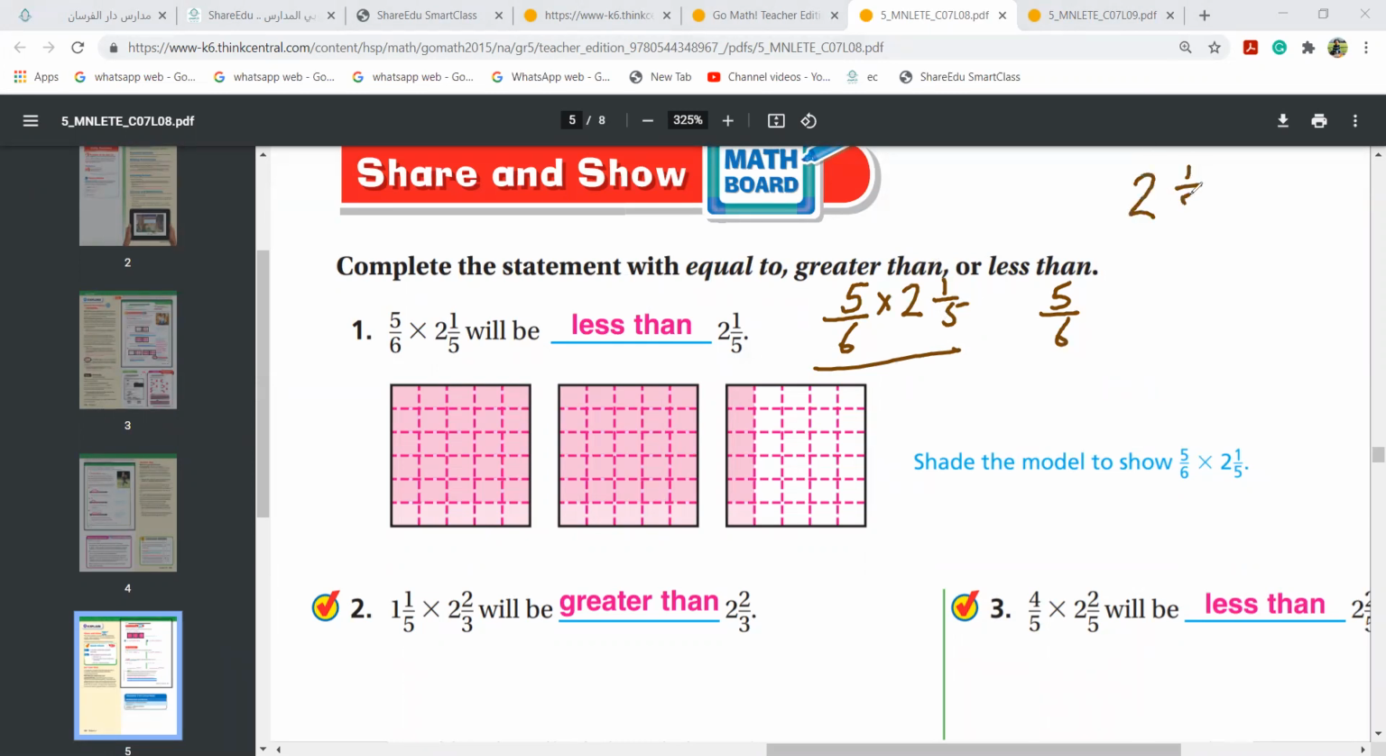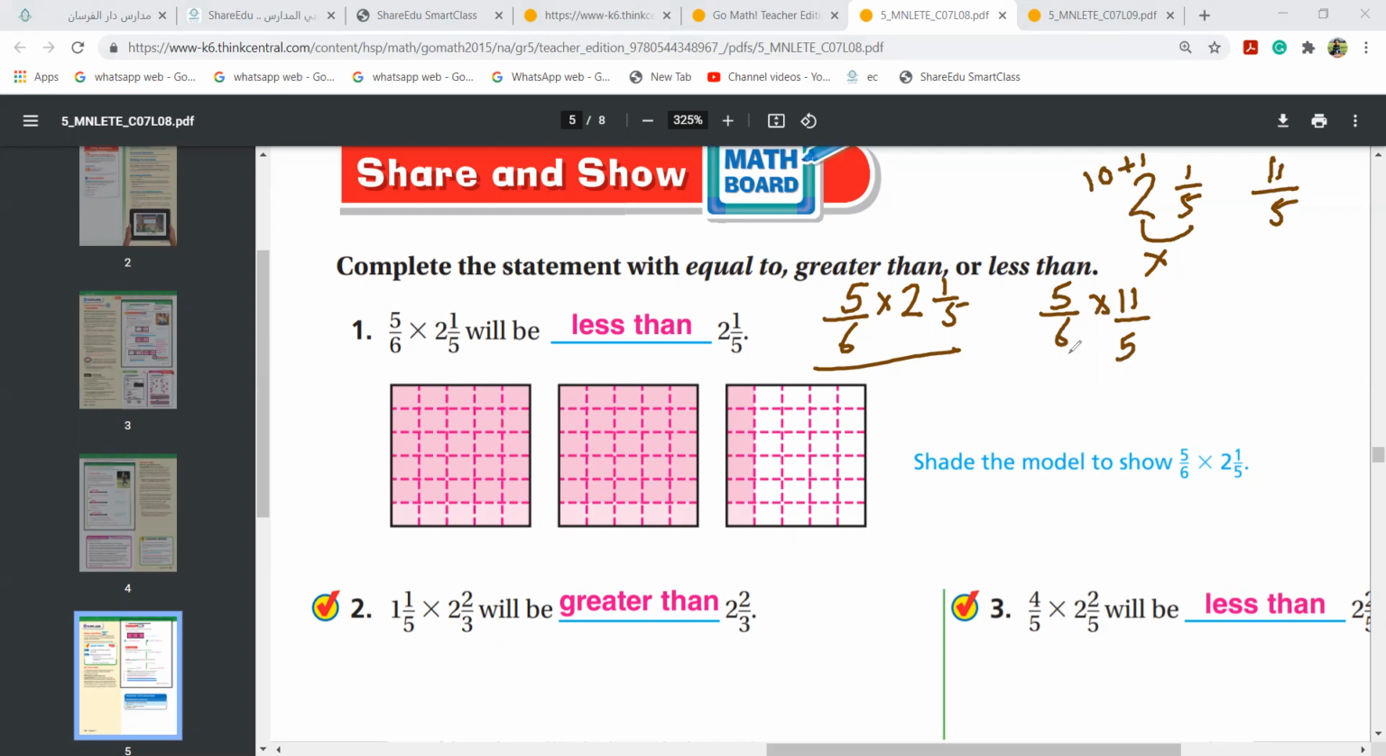2 1/5. How did I tell you to make it into a fraction? 5 times 2 is 10. 10 plus 1 is 11. Do you remember this or no? Okay. So multiply by 11/5. They have shown you the box. This is 2 1/5. And this is 5/6 of 2 1/5.